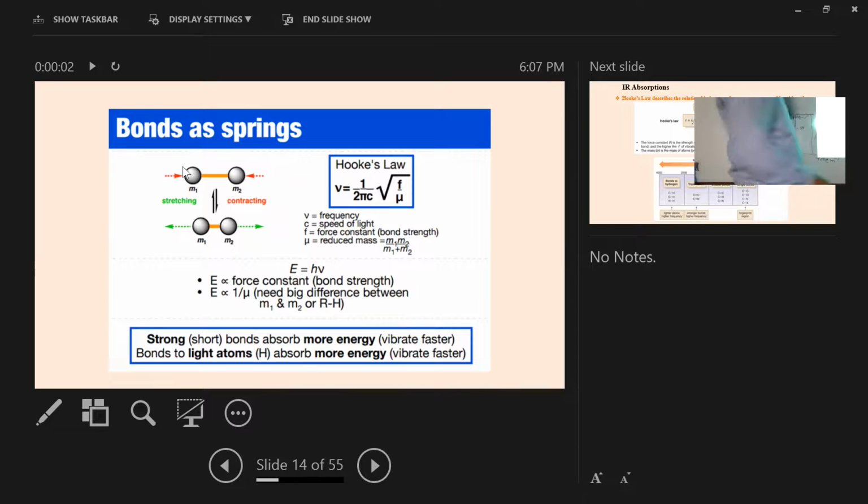This is the formula. If you have two objects with masses m1 and m2, then we can find out the reduced mass by this equation: m1 m2 divided by m1 plus m2. So we can consider that this is related to the mass, which we are going to show in the next slide.